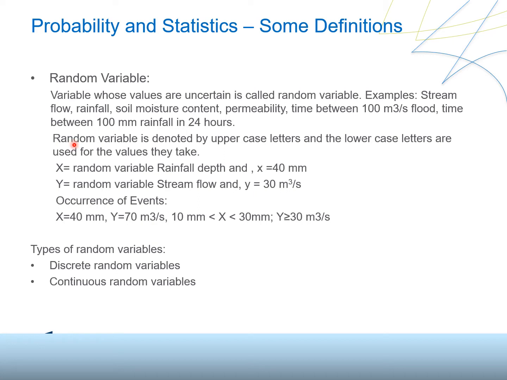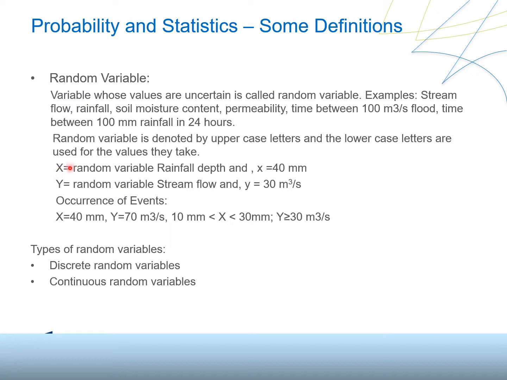So what are the random variables in hydrology? Stream flow, rainfall, soil moisture content, all are random variables. Similarly, evaporation, evapotranspiration, groundwater table, all of them are random variables. And how do we denote these random variables? Mathematically, we denote them by uppercase letters X, Y, Z. So an uppercase letter denotes a random variable.